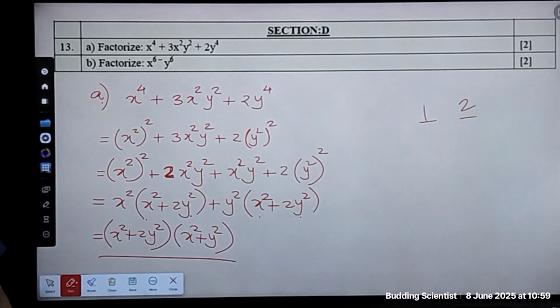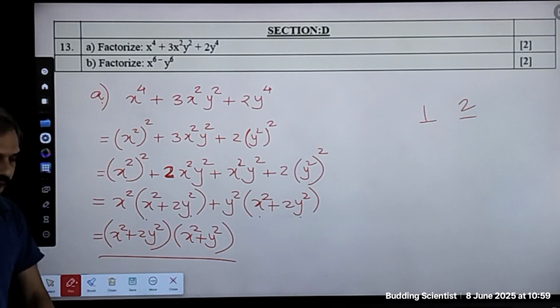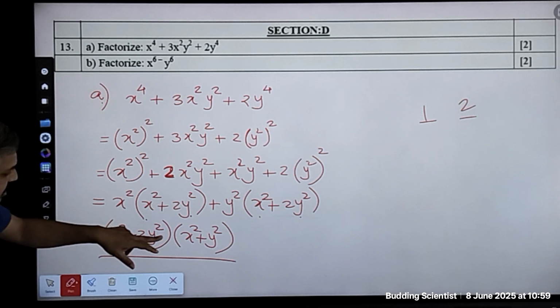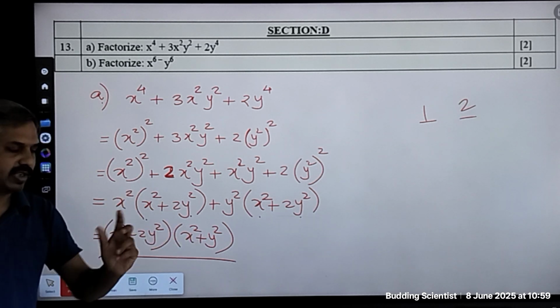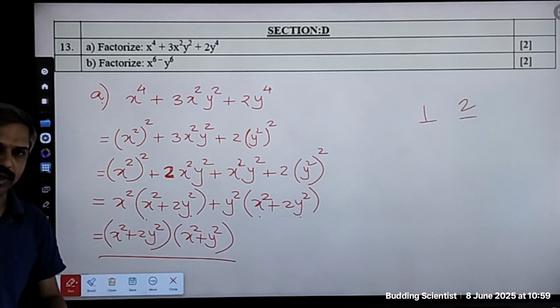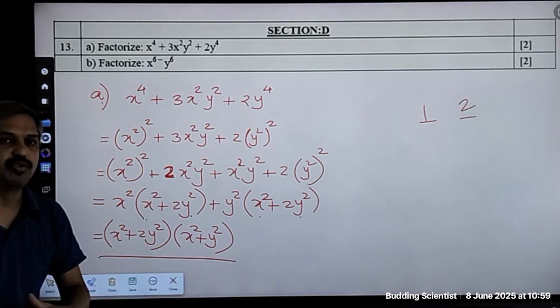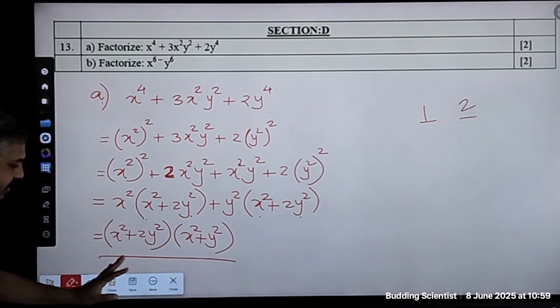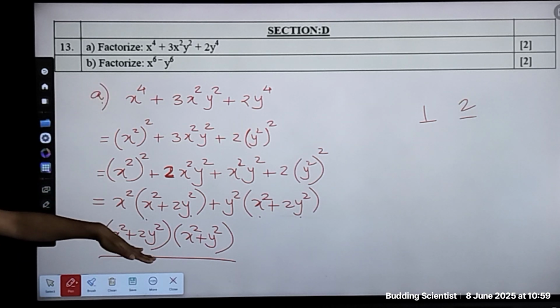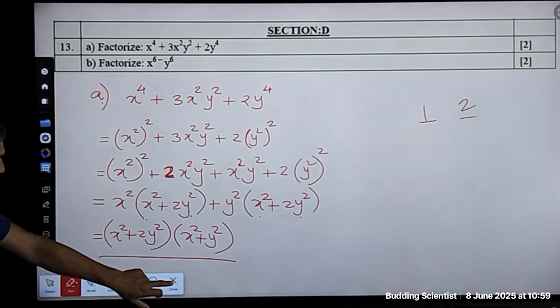So we will factorize this. There is no further factorization of this. If it was x square minus y square, we could have factorized it as x plus y, x minus y. But x square plus y square has no formula for factorization. This is the end of it. So we solved it. Let's solve the last problem now.